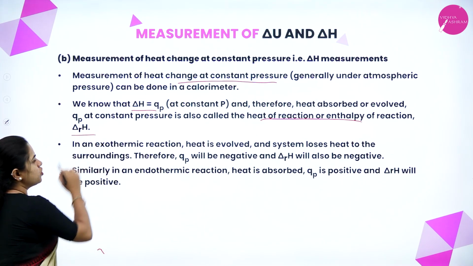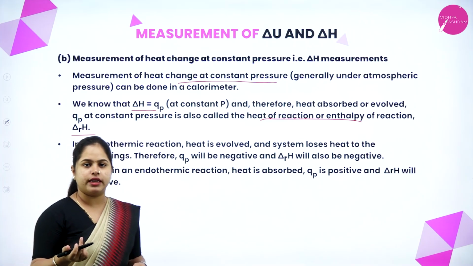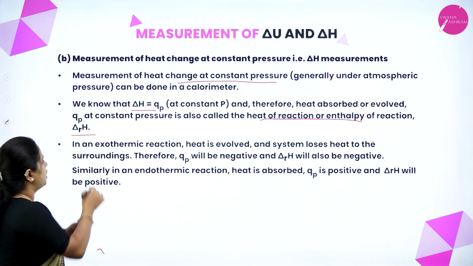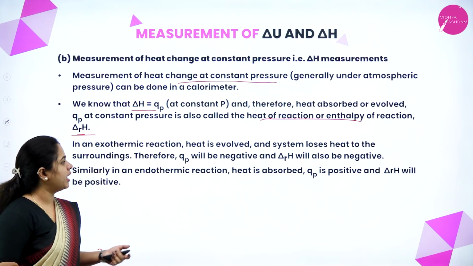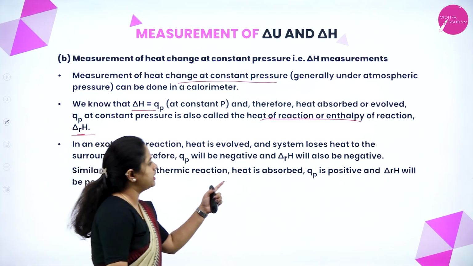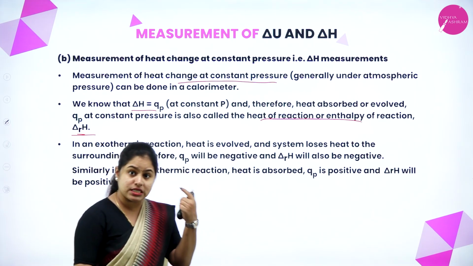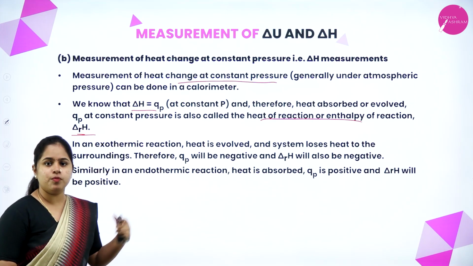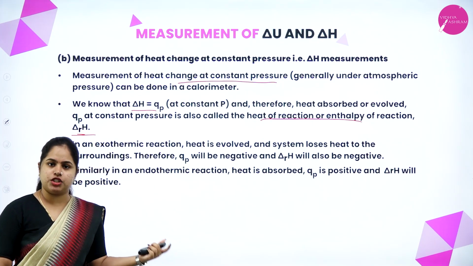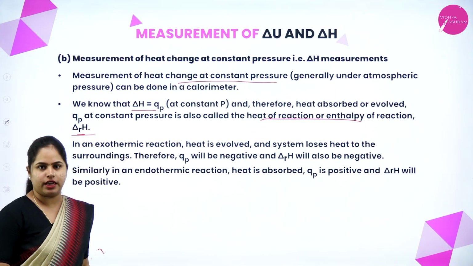We can also write it as enthalpy of the reaction, that is delta RH. R stands for reaction, right? So if it is an exothermic reaction, heat is evolved and the system loses heat to the surroundings. Therefore, QP will have a negative value. Hence, the delta RH, enthalpy of the reaction, will also be negative.